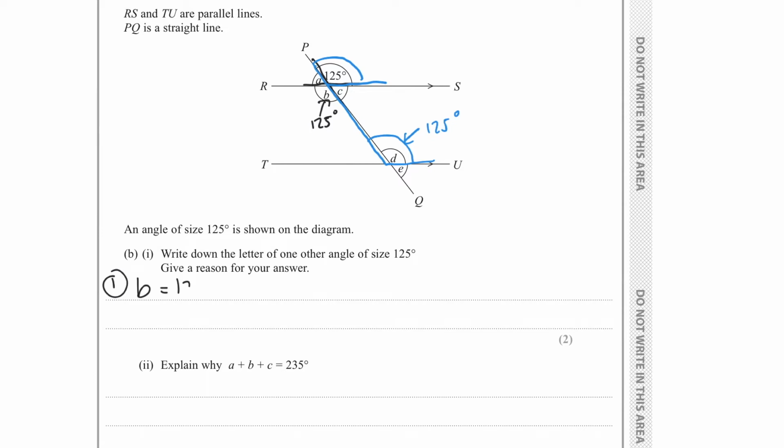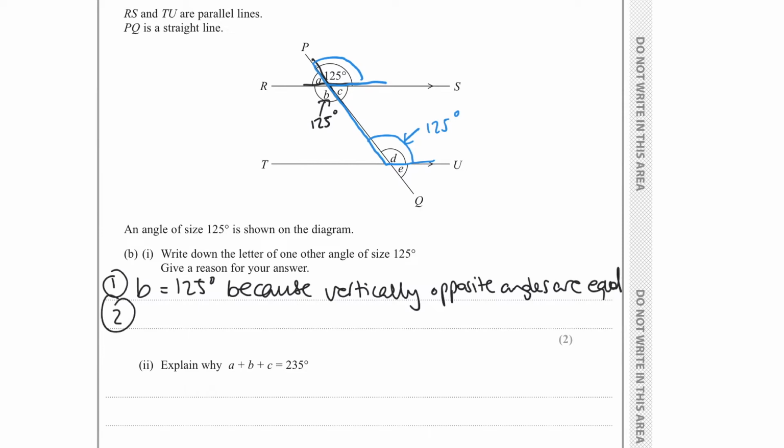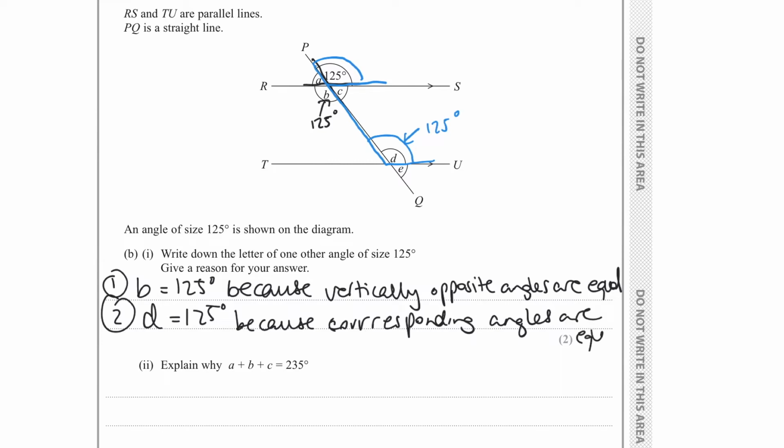So that B is equal to 125 degrees because vertically opposite angles are equal. And your other option would be D, being 125 degrees because corresponding angles are equal. So you don't have to put both. It's just either or, because it says write down the letter of one other angle. But I want to show you why you could put either as your answer.